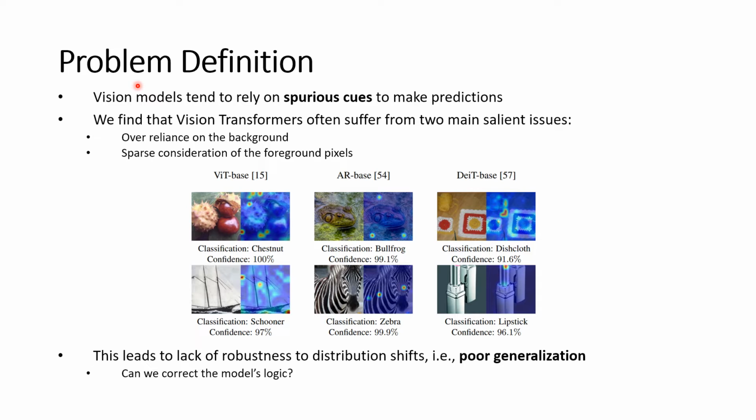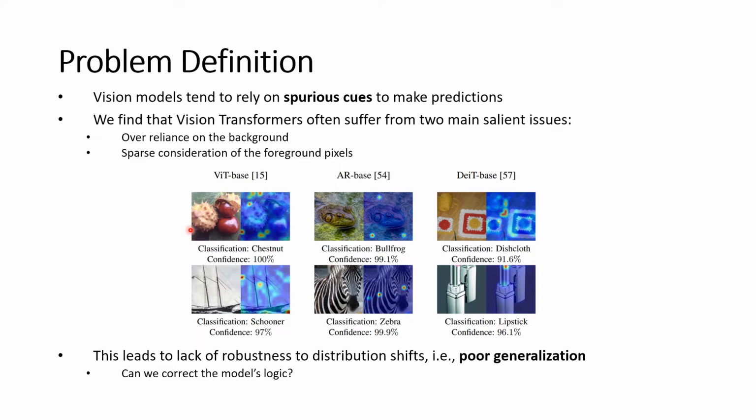First, let's describe the problem the paper tries to deal with. It is a known fact that vision models tend to rely on spurious cues to make their predictions. In this work, we examine the spurious cues used by vision transformers and find that they suffer from two main issues. The first is over-reliance on the image background, and the second is a sparse consideration of the foreground pixels. The figure here represents examples of both cases.